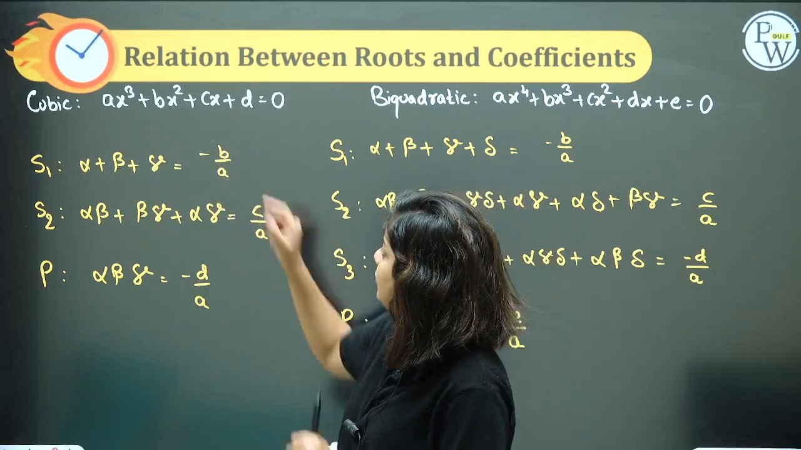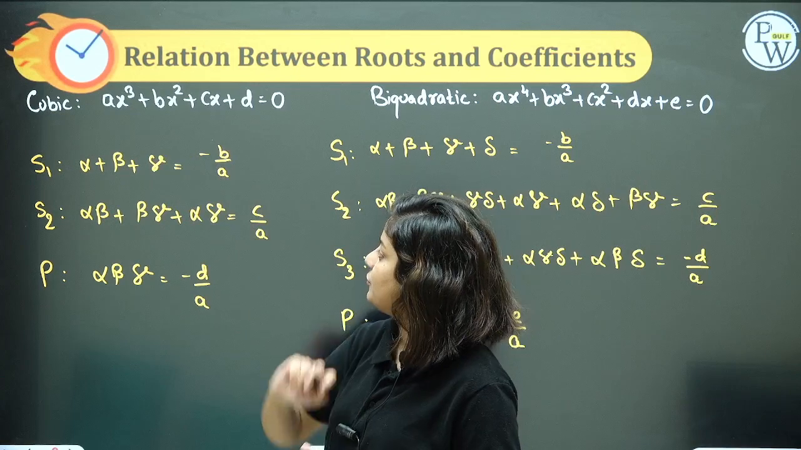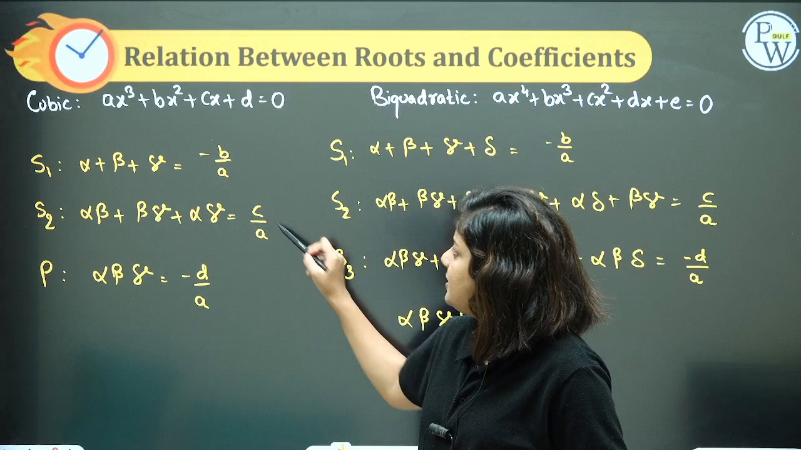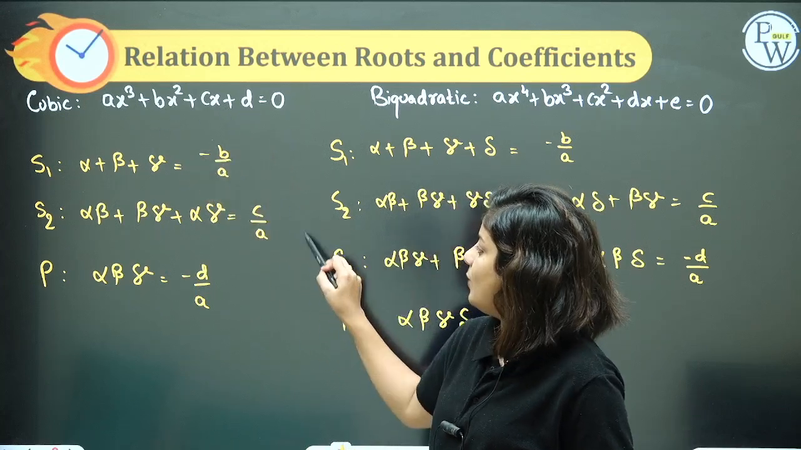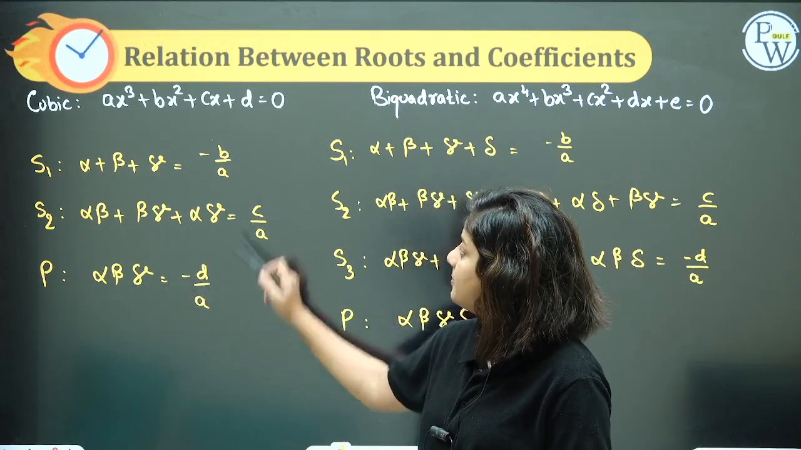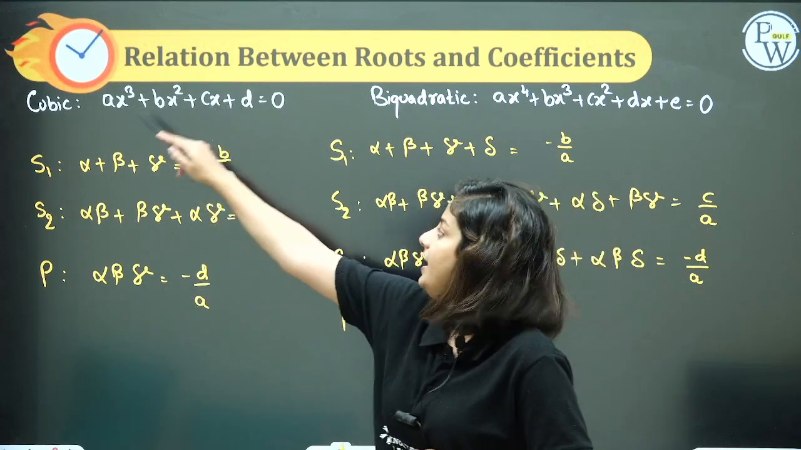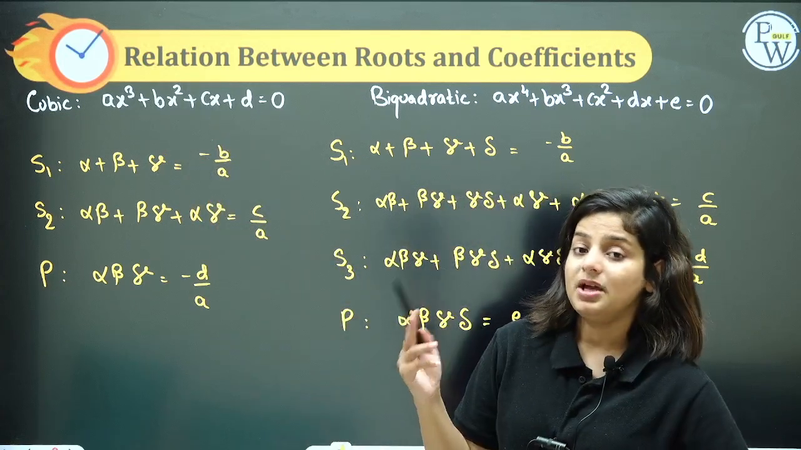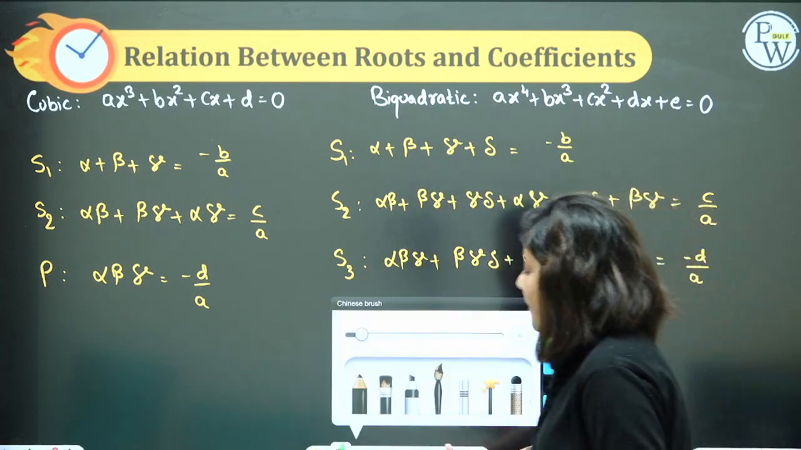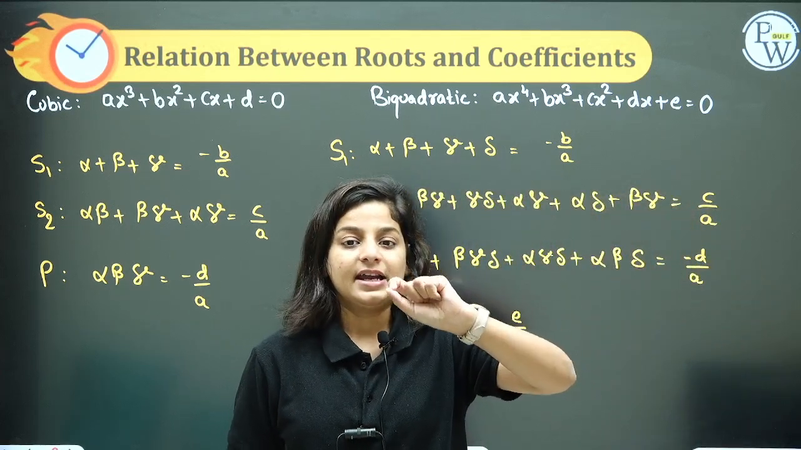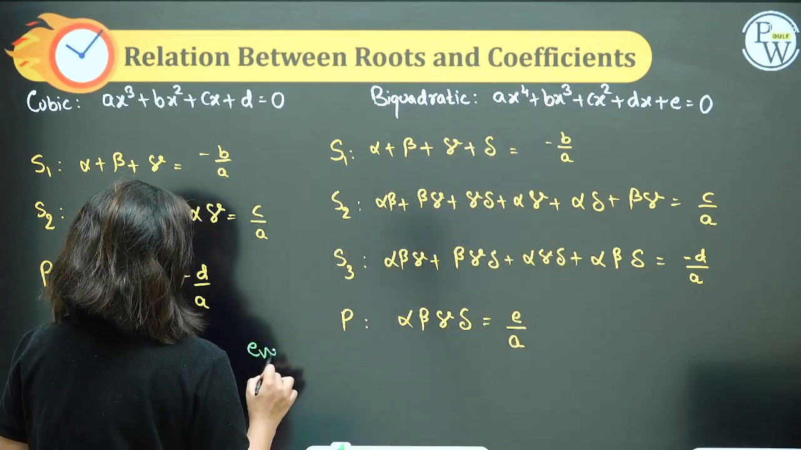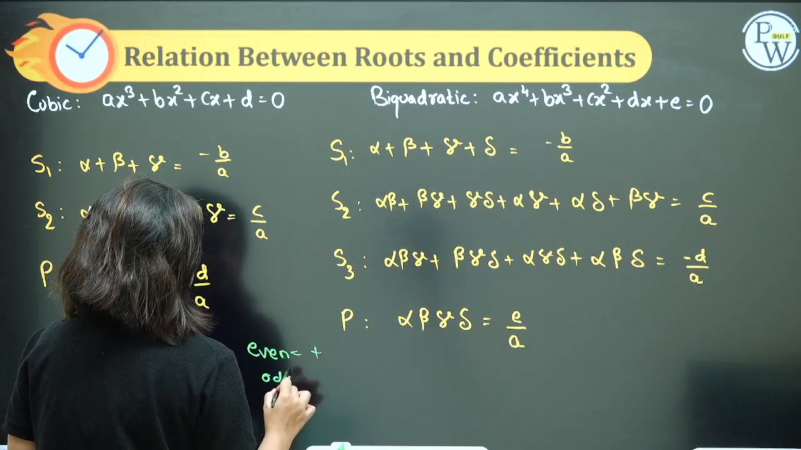Here it's b by a. Why? Coefficient of b is x square and coefficient of a is x cube, so 1 by x, a single term. C by a: coefficient of c is x, so 1 by x square, two terms. And alpha beta gamma is minus d by a. So b by a, c by a, d by a. When to put plus, when to put minus? There is a very simple logic to remember that. Whenever the number of terms is even, plus sign, number of terms is odd, minus sign. Shortcut: even, plus sign; odd, minus sign.